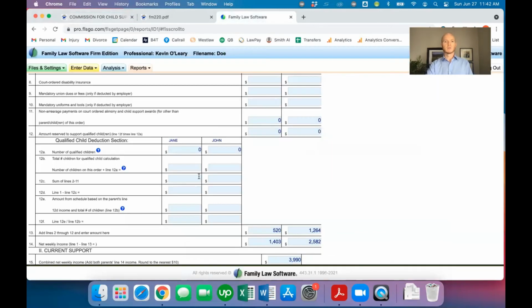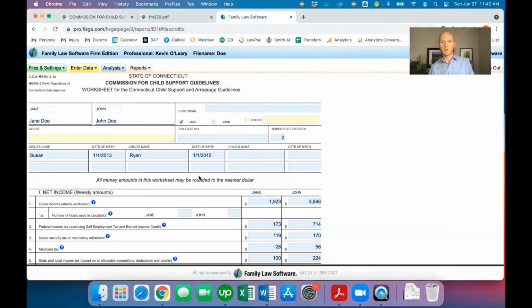Now, normally child support is also, one parent may work overtime where they are working 55 hours a week or something like that.